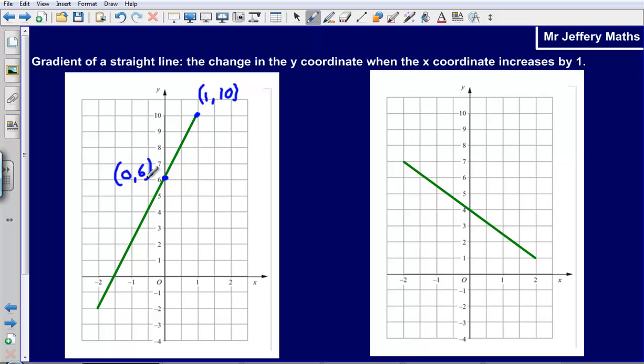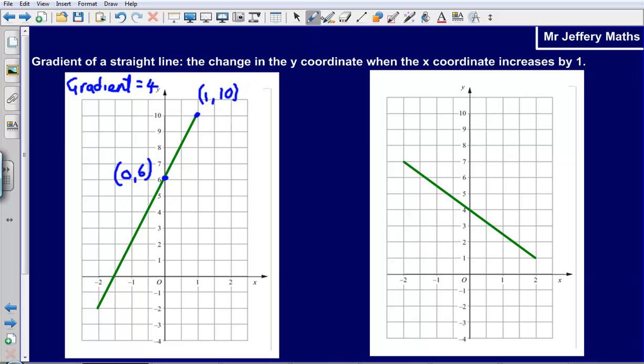So what I could say then about the gradient of this straight line is that the gradient would be 4, because it is the change in the y coordinate when the x coordinate increases by 1. We've gone from 0, 6 to 1, 10. So the x coordinate has gone from 0 up to 1, it's increased by 1, and the y coordinate has gone from 6 up to 10.